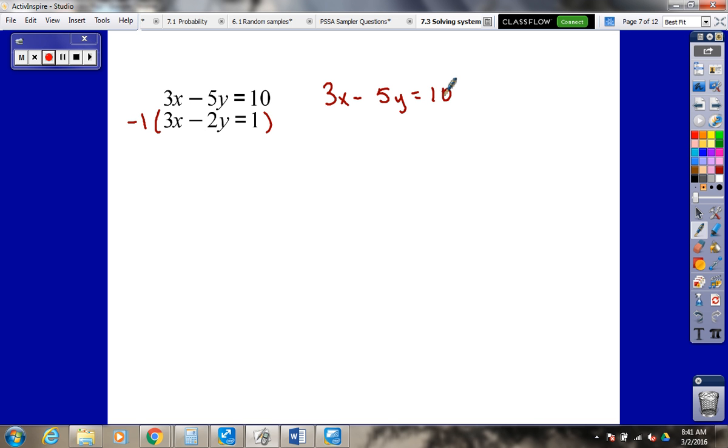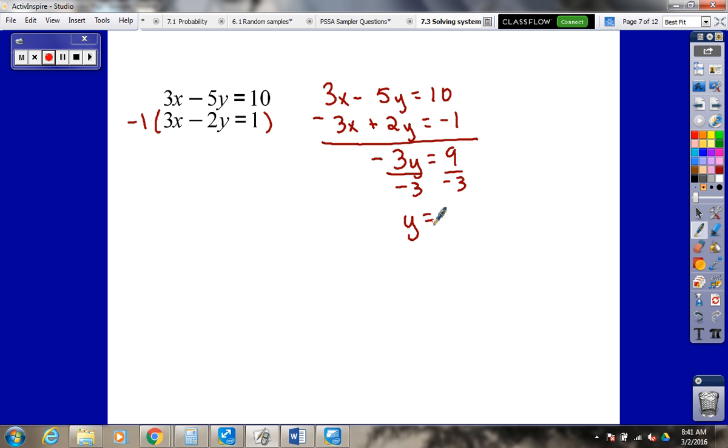Negative 3x plus 2y instead of 1. Okay, good. Carson, add these together for me, please. Negative 3y equals 9. Okay, now what? Divided by negative 3. So y equals negative 3. Negative 3, good. Okay, now I know y, Adam, how am I going to find x?